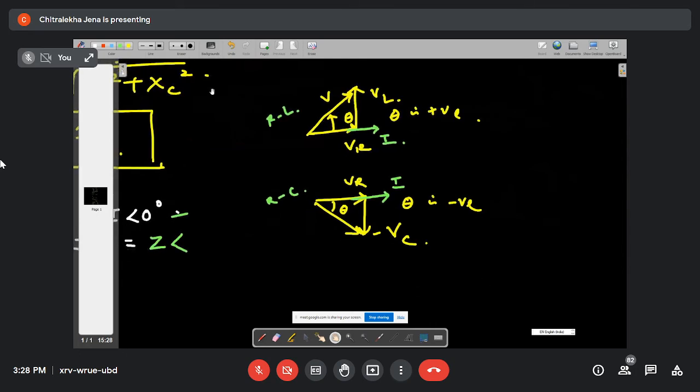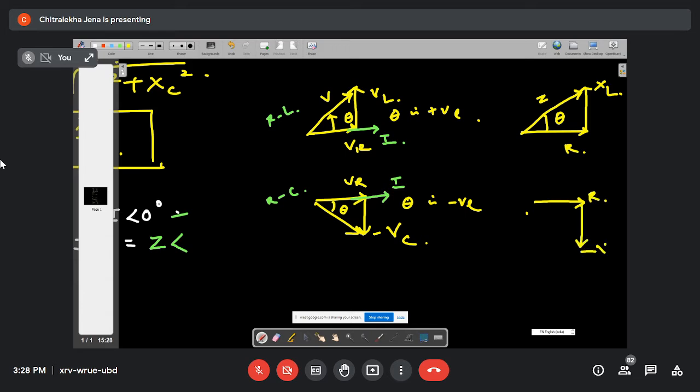If I draw the impedance diagram, the impedance triangle, this one will be your R, this one will be your XL, this one will be your Z. Theta. Already I have done it. No need to draw once again because I am unable to move the board. Everything I have done. So in this case, this is your R. This one is your minus XC. This one will be your Z. This angle is your theta.